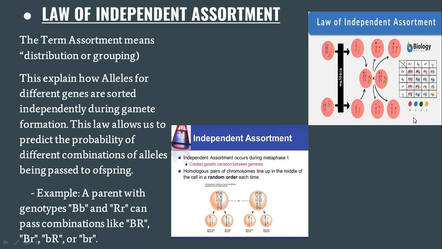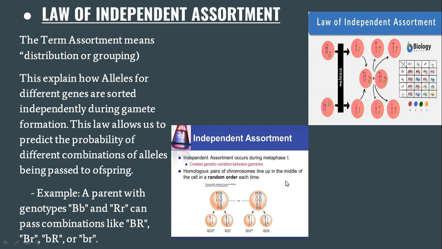Now the second diagram on the same law of independent assortment. Independent assortment occurs during metaphase 1, and it creates genetic variation between gametes. Homologous pairs of chromosomes line up in the middle of the cell in a random order each time. So during meiosis 1, tetrads can line up two different ways before the homologous chromosomes separate.